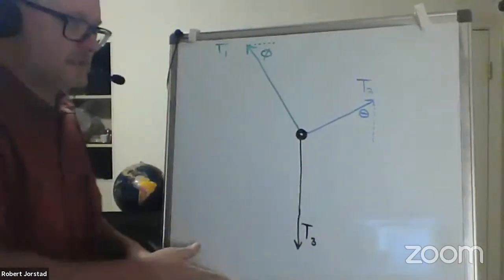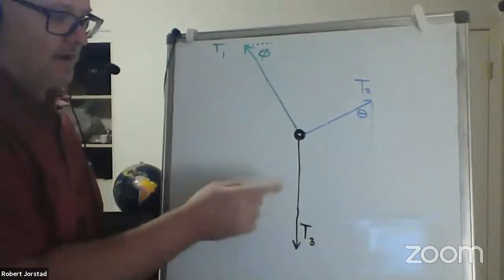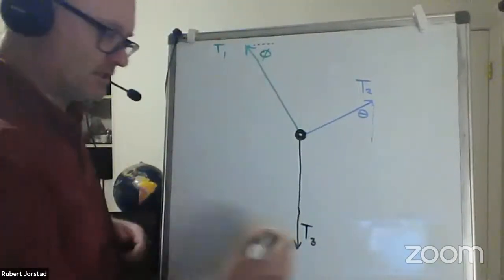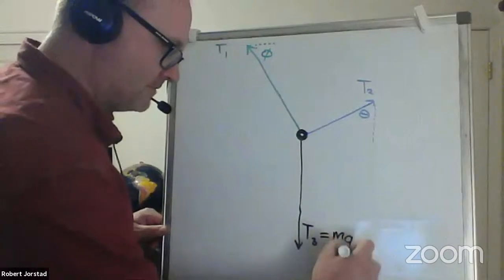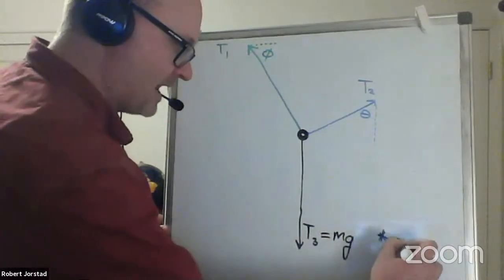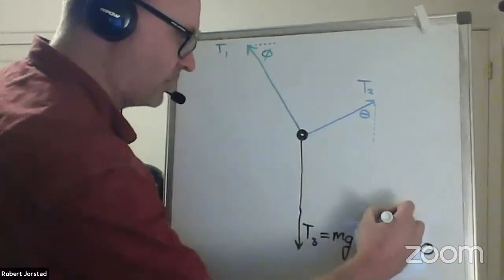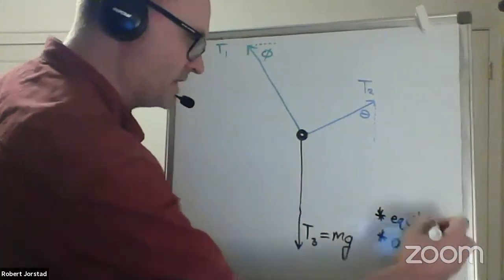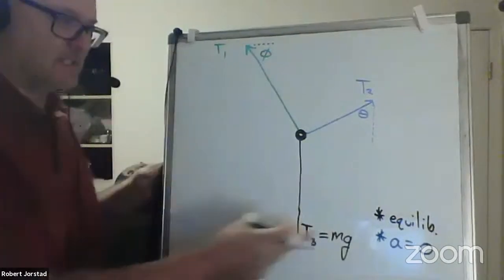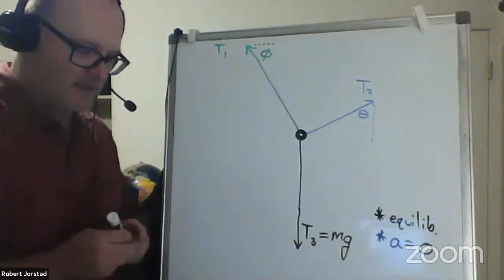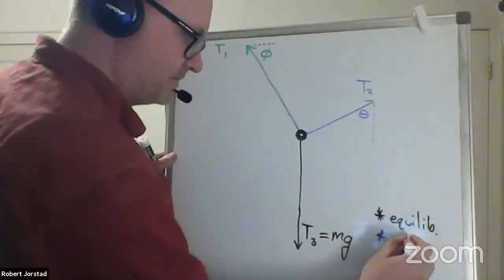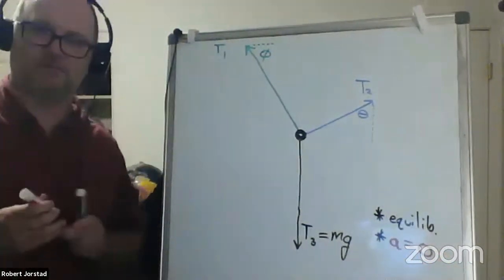So here is an FBD. I've got the washer. I've got a force going downwards. That's T3. I'm going to cheat and change that to mg because a equals zero, because the word in the problem was equilibrium. When we see equilibrium in a problem, that's what tells us a is zero. Got it. And I've generally been color coding the acceleration as red, so I'll keep it that way.